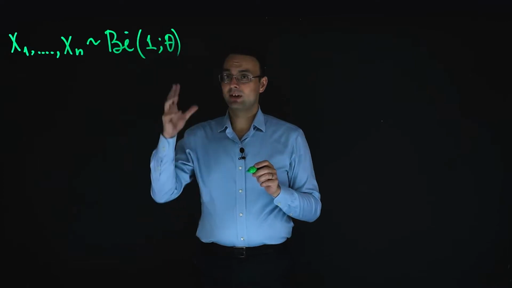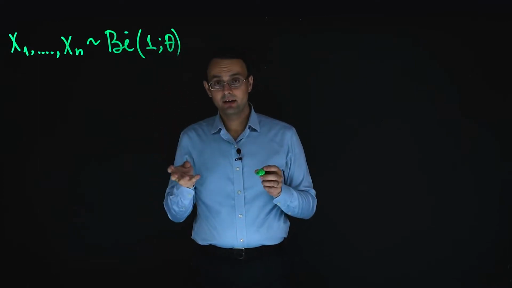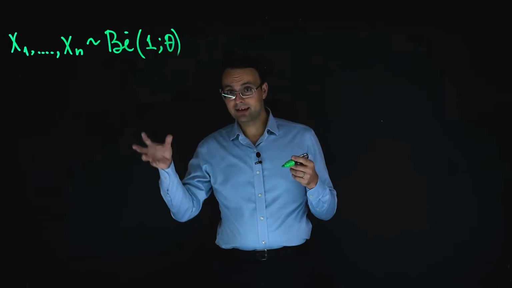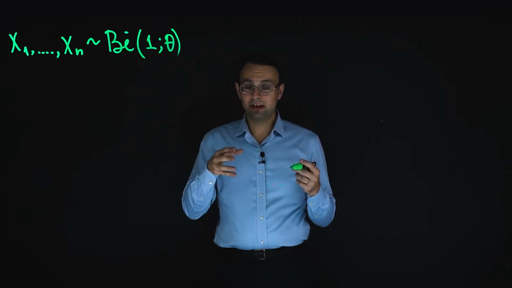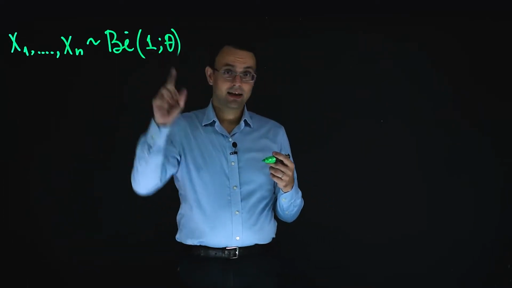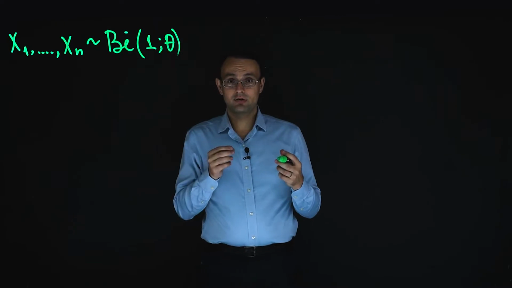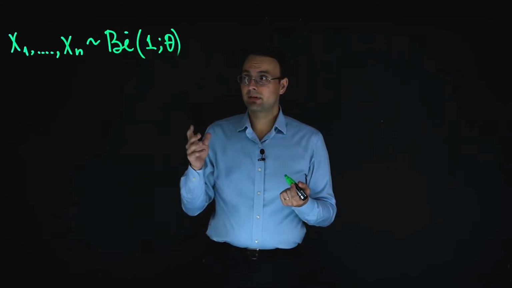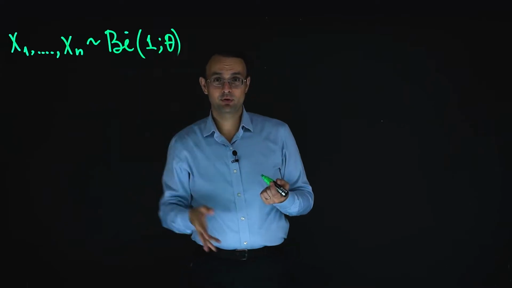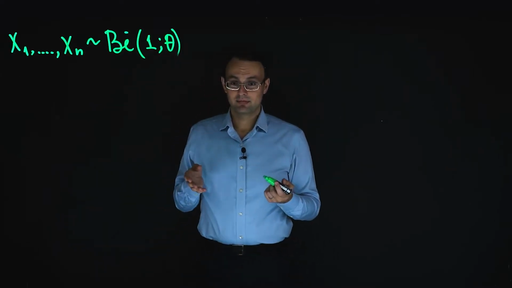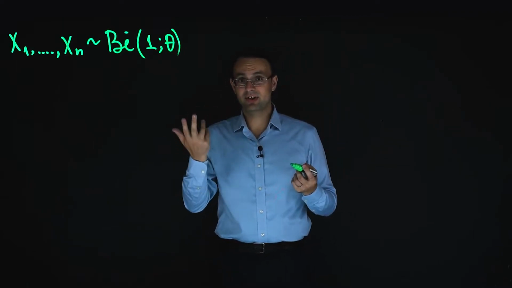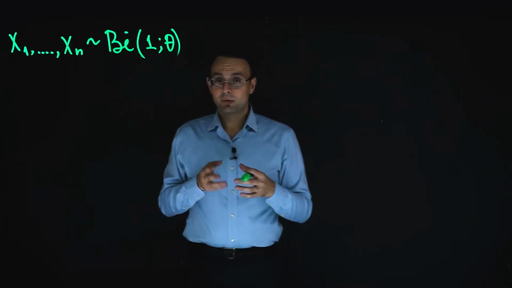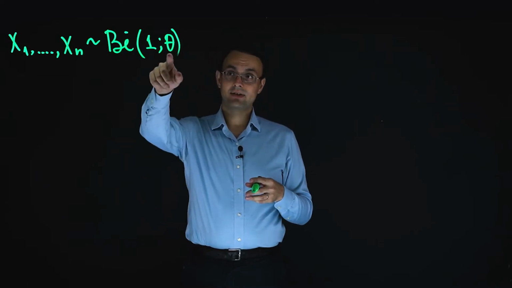So binomial distribution with parameters n and p, as you know, is the number of successes in a series of Bernoulli trials, where n is the number of trials and p is the probability of success. And here we see 1 for n. This means that we deal with a single trial, a series of just one trial. So a random variable that follows this distribution can take only two values, 0 and 1. If we have just one trial, the number of successes can be either 0 or 1. And the probability of success here is the unknown parameter.